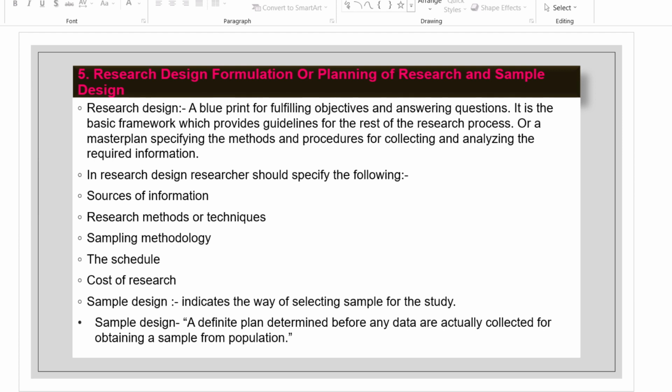Sample design indicates the way of selecting a sample for the study. A definition is given: it is a definite plan determined before any data are actually collected for obtaining a sample from the population. A definite plan for obtaining a sample from the population is known as sample design.